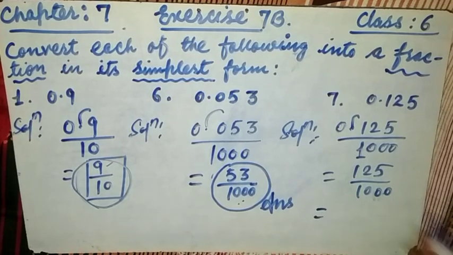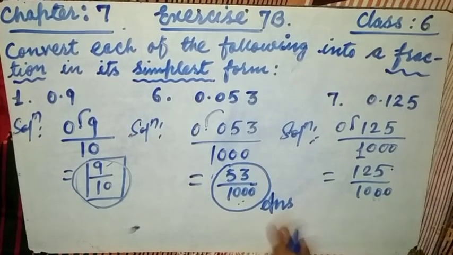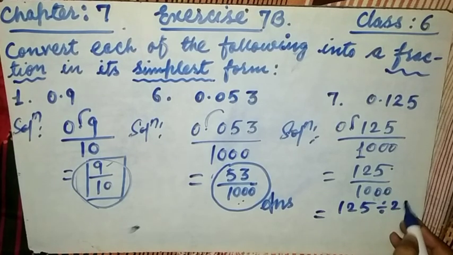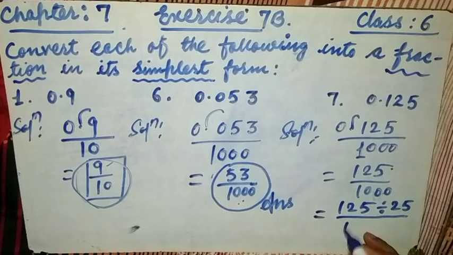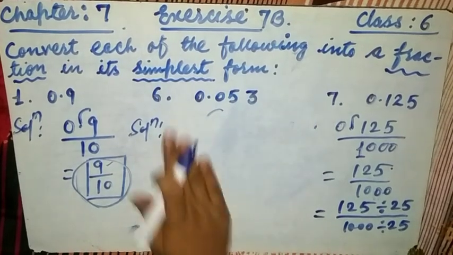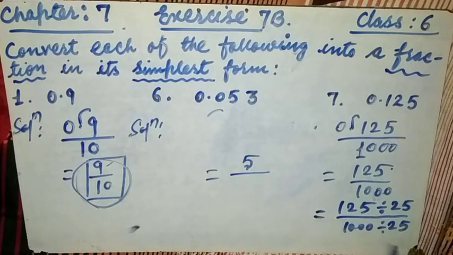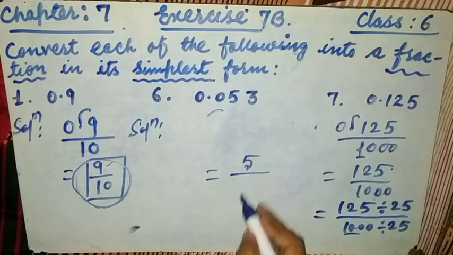Now see friends, but is it the simplest form? No. Why? Because the HCF of these two numbers is maybe 5. Have a look. Now friends, see, the HCF of 125 and 1000 is 25. So we have to divide the numerator by 25 because the HCF is 25, and also divide 1000 by 25. So friends, here 25 fives are 125, and this is 25 fours are 100.